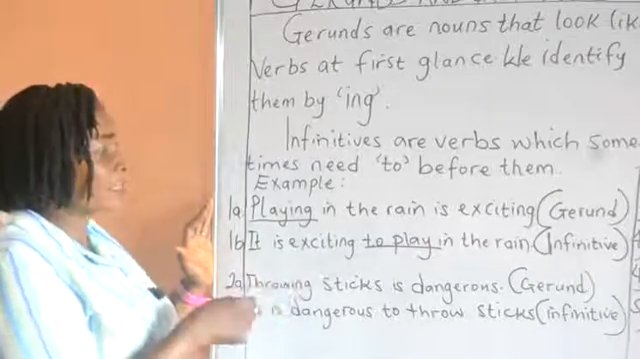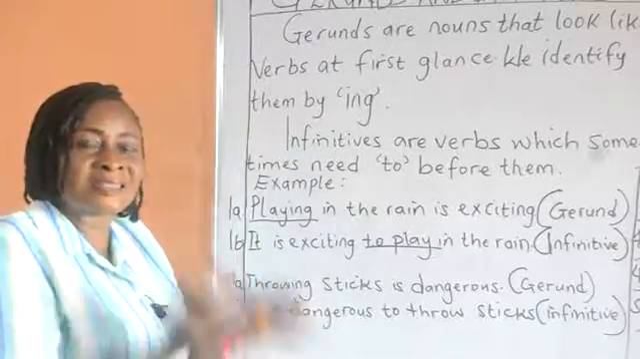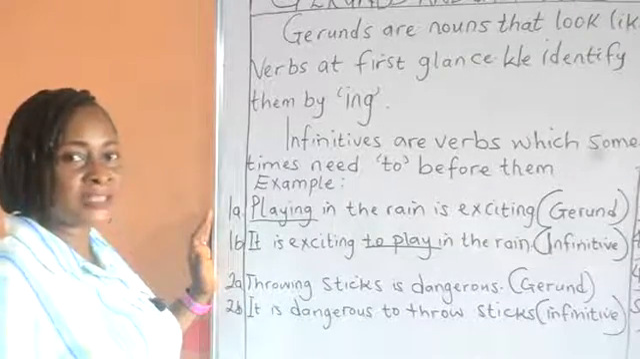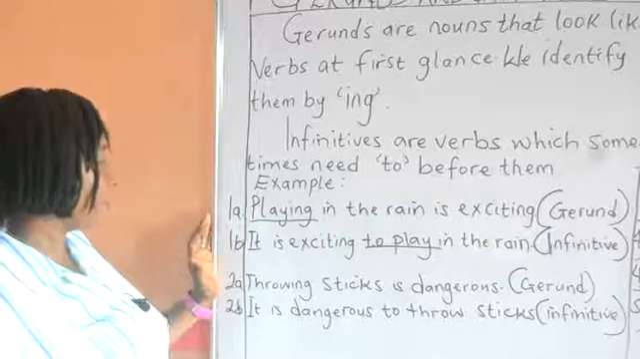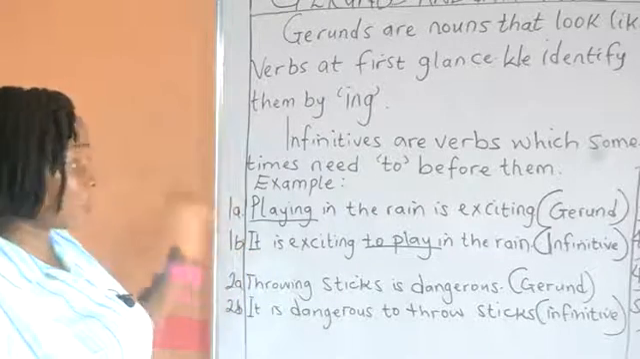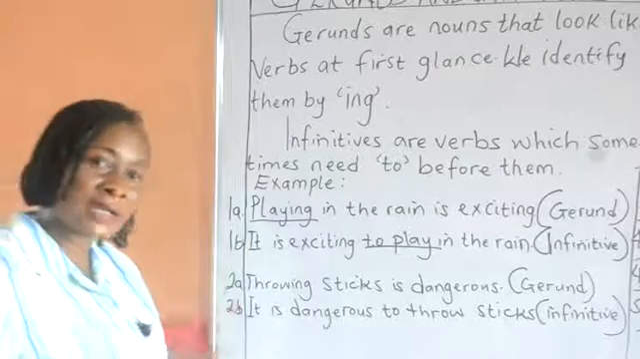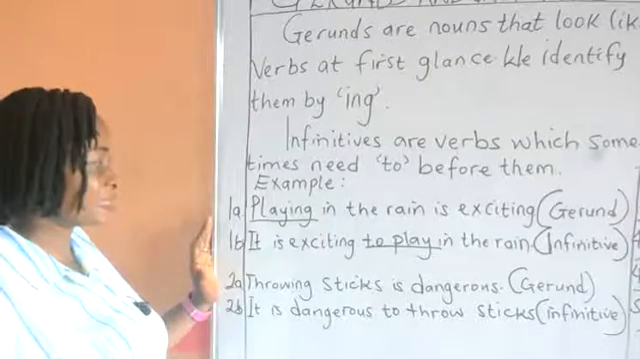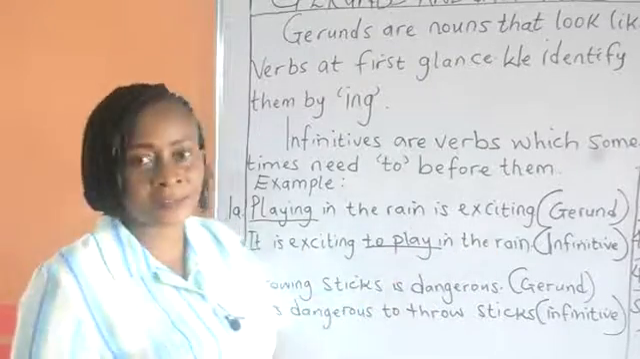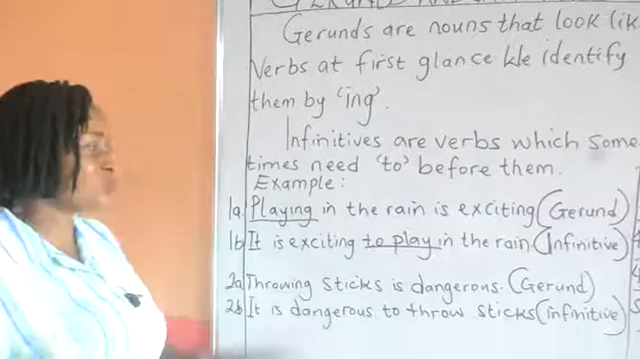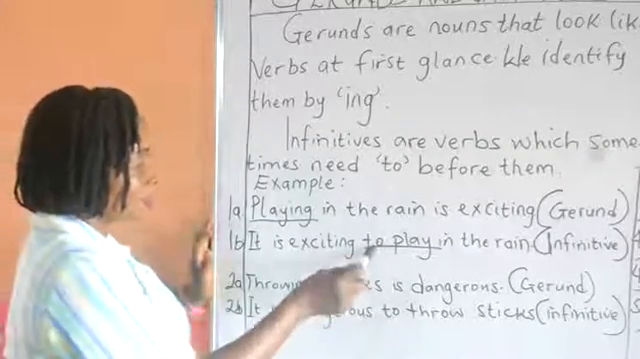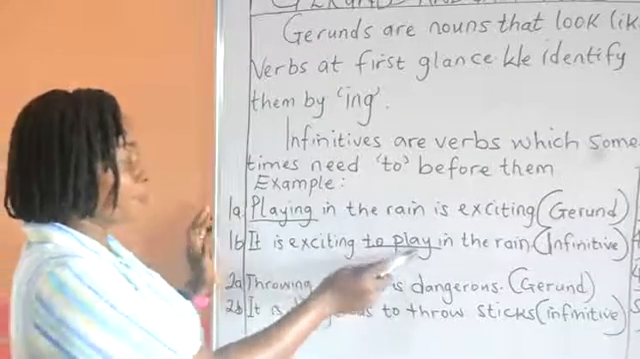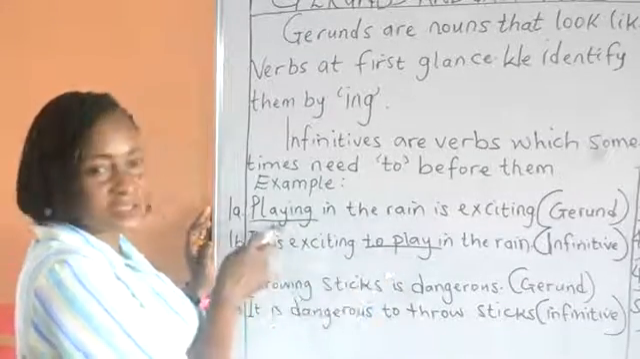Whereas the infinitive is usually at the middle, the center of a sentence, and the word to is placed before the verb. 1B, the same sentence but in another way, giving it another meaning. It is exciting to play in the rain. The word to is being attached to the word play. The verb here, this play is the verb, but playing is not a verb.